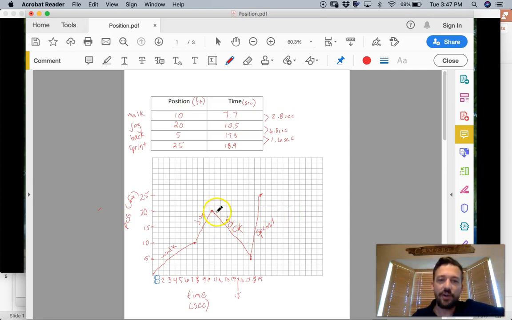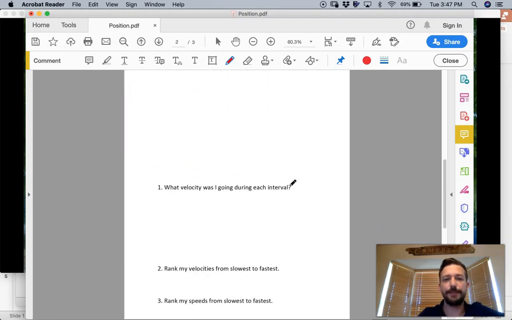Okay, cool. And notice when I was going backwards, it is a negative slope. Every time I went forwards, it was a positive slope. So look at that graph. I hope it makes sense to what happened in the video. Now let's answer a couple questions based off of that.